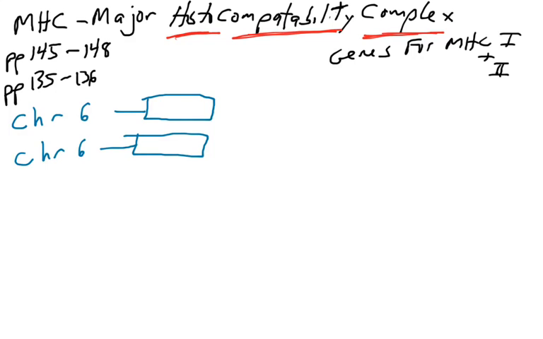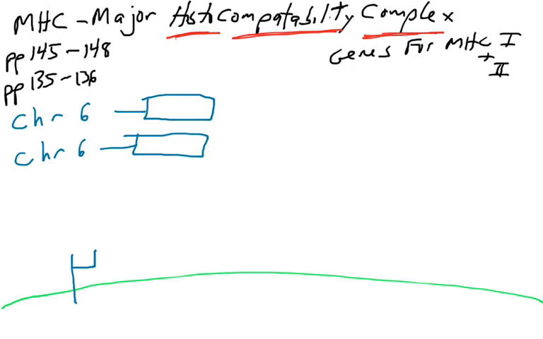So let's start with chromosome 6. And so here's chromosome 6. You have two copies of chromosome 6, one from mom, one from dad, right? And so there are genes on chromosome 6 that encode for the protein that makes up the MHC class I molecule, right?